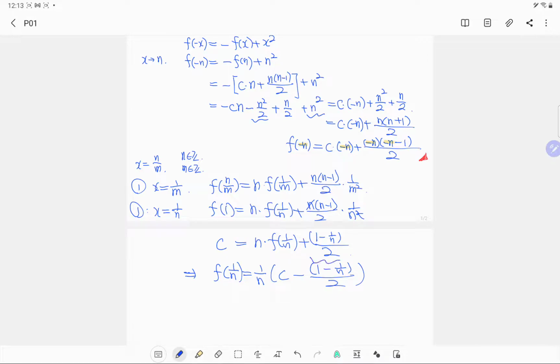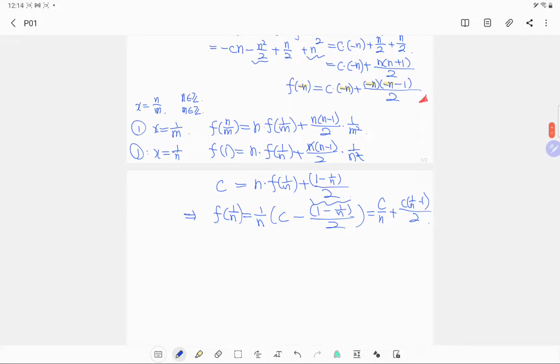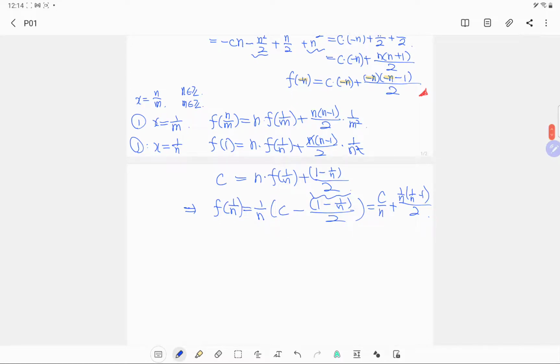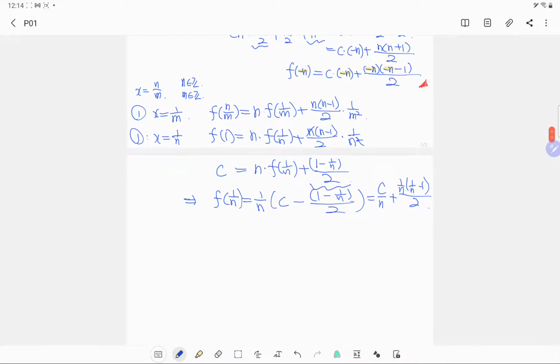So we just move this one onto the left side and then divide n on both sides. So it becomes 1 over n, or maybe I can just distribute. So we have c over n plus c times 1 over n minus 1, and then over 2. No, it should be 1 over n. It should be 1 over n.